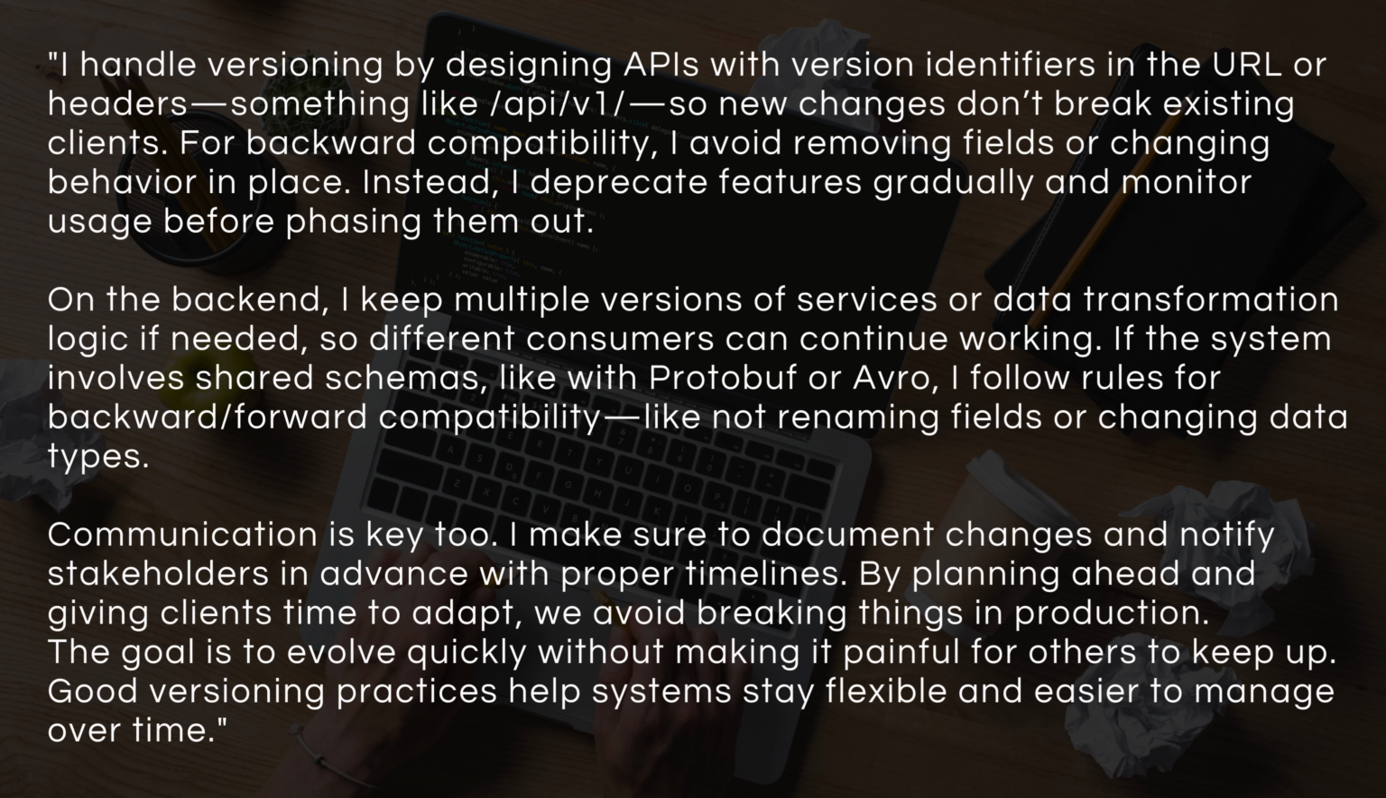Communication is key too. I make sure to document changes and notify stakeholders in advance with proper timelines. By planning ahead and giving clients time to adapt, we avoid breaking things in production. The goal is to evolve quickly without making it painful for others to keep up. Good versioning practices help systems stay flexible and easier to manage over time. And finally, here's the last question.